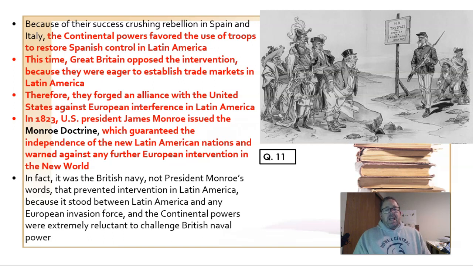So the United States decides that they're going to, and they're a young nation, but they're going to protect these countries. They're going to guarantee their freedom and their independence. And this is what leads to what is known as the Monroe Doctrine. So President Monroe says to the European countries, stay out. No more European interference in the New World, in the Western Hemisphere.